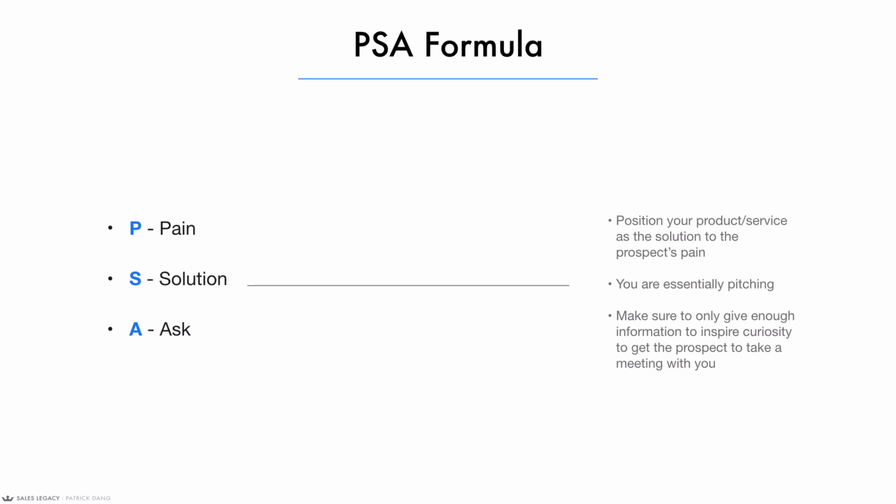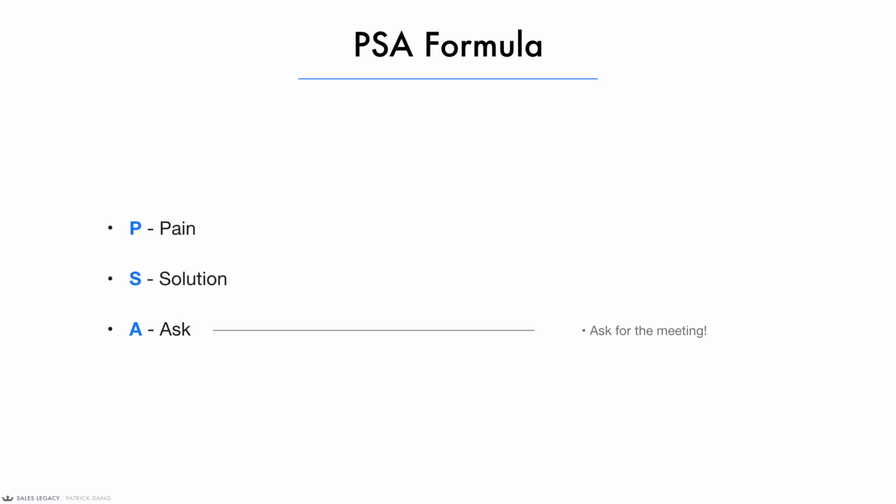Solution is you want to position your product or service as the solution to your prospect's pain. Essentially you're just pitching your product or service, and you want to make sure that you're only giving enough information to inspire some type of curiosity to get the prospect to actually take the meeting with you, and nothing more. And finally is the ask. That is when you do a call to action and you ask for the meeting.